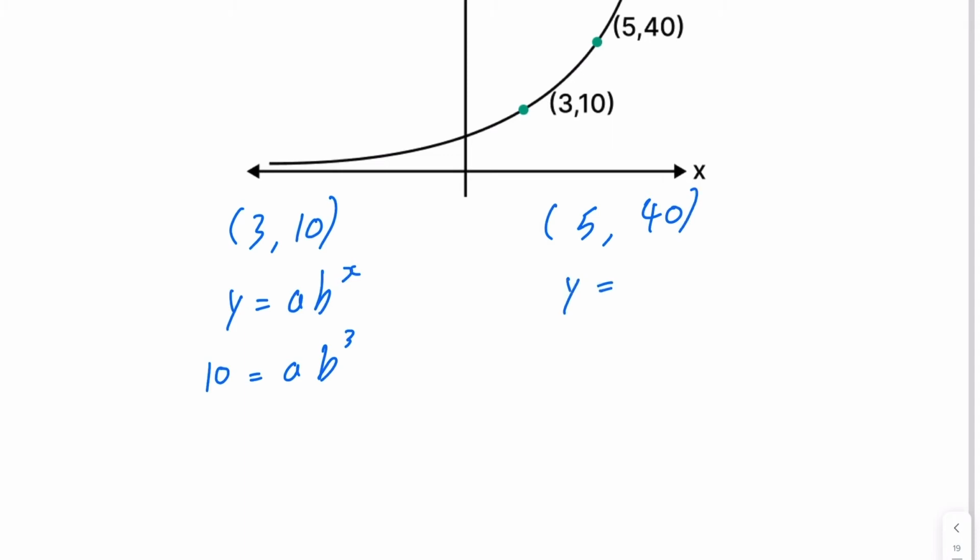So we have y is equal to a b^x. We have y as 40. a we still don't know, and b we don't know, and x here is 5. Okay, so now we've got 2 equations, and we've got 2 unknowns in both of them.